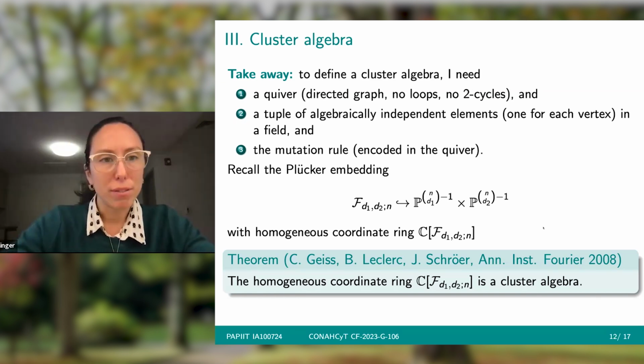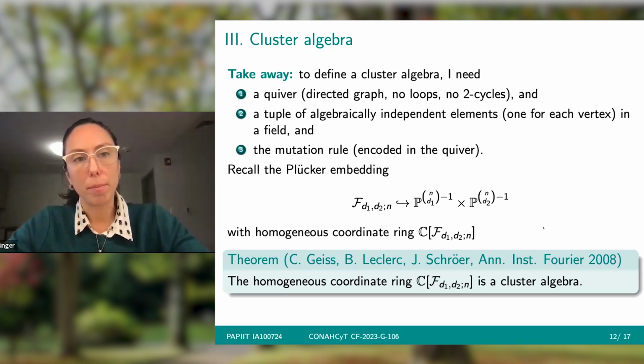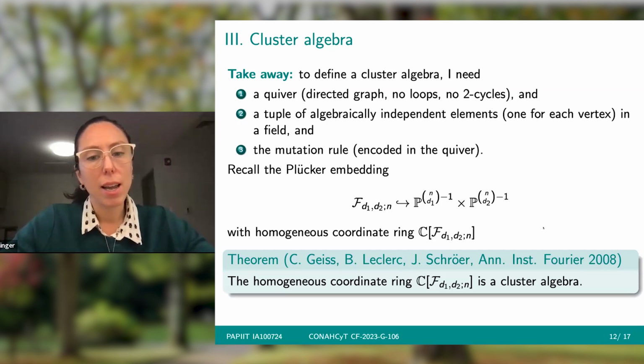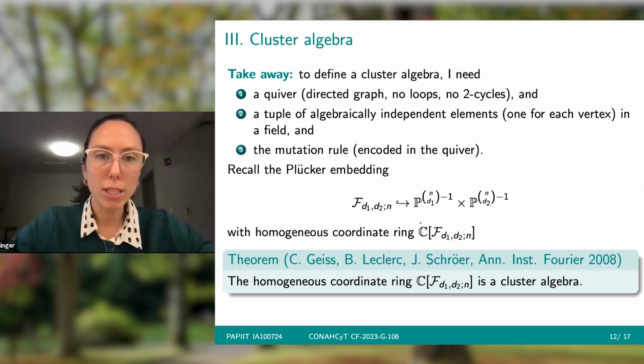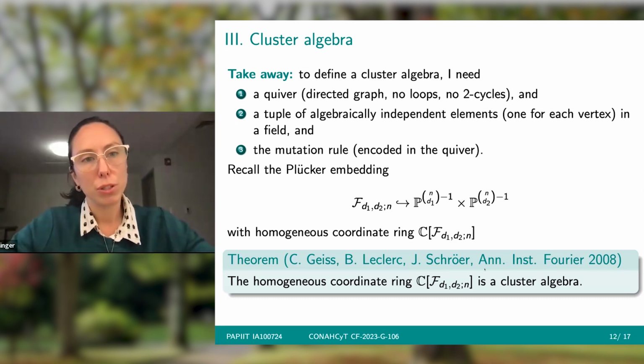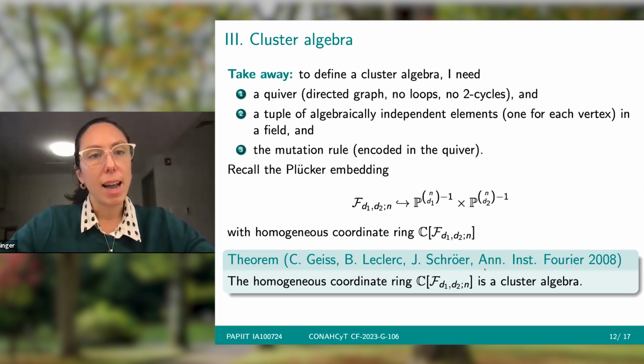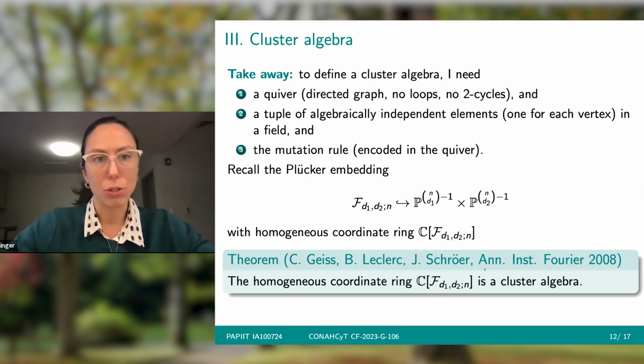And for the rest of the talk, I want to tell you first what the initial data is that you need to construct this homogeneous coordinate ring as a cluster algebra, and then what we can say about the cluster structure and how it relates to the cluster structure of the Grassmannian.